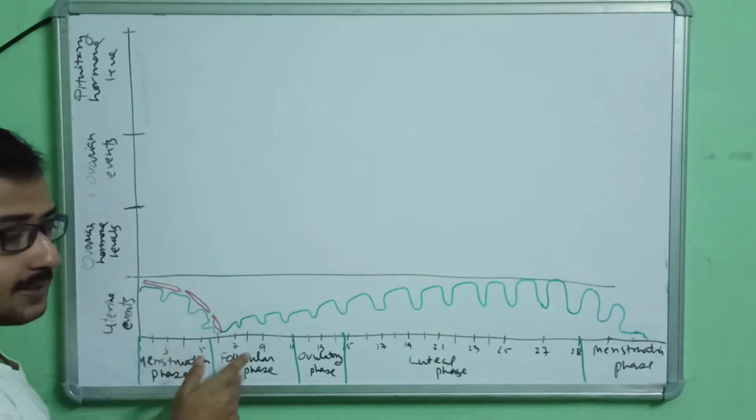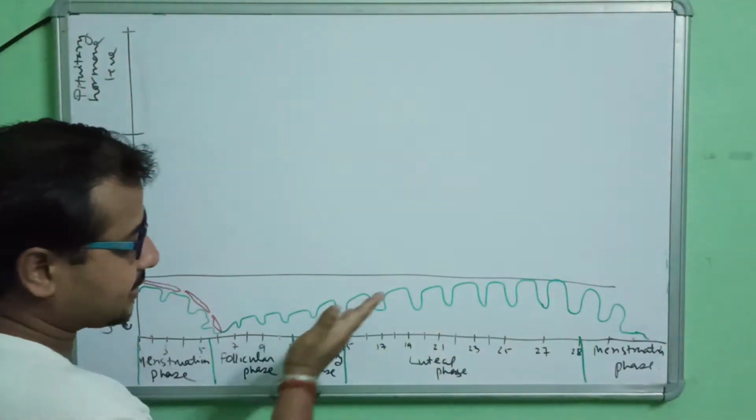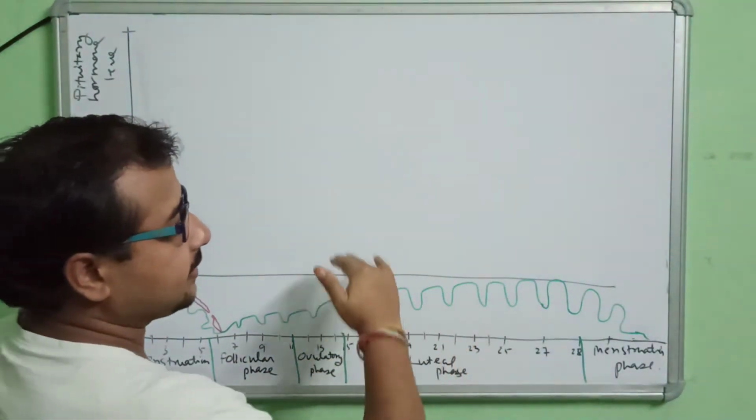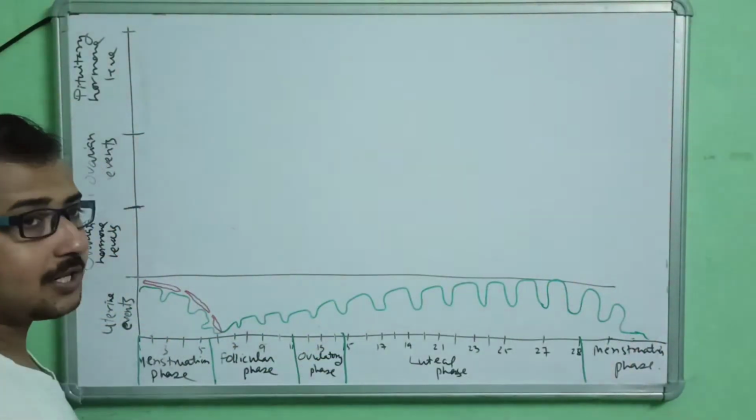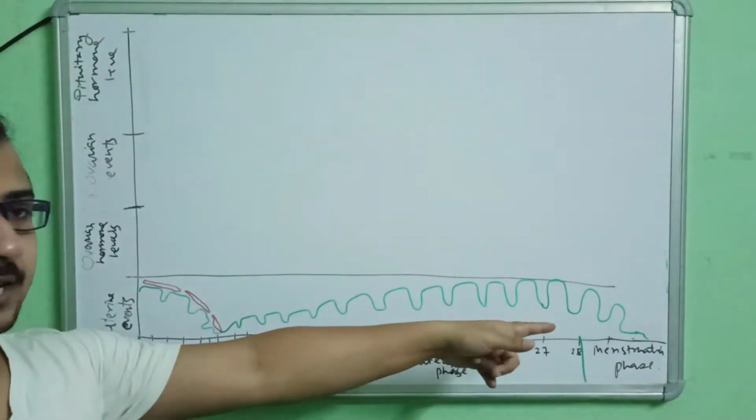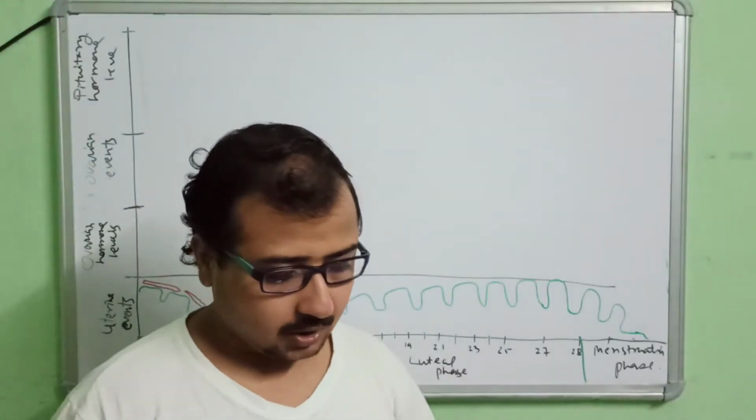So first of all it breaks down, again it starts developing, it increases as the phase moves ahead, and then again towards the end it starts breaking down, menstruation starts there. Clear? Okay.